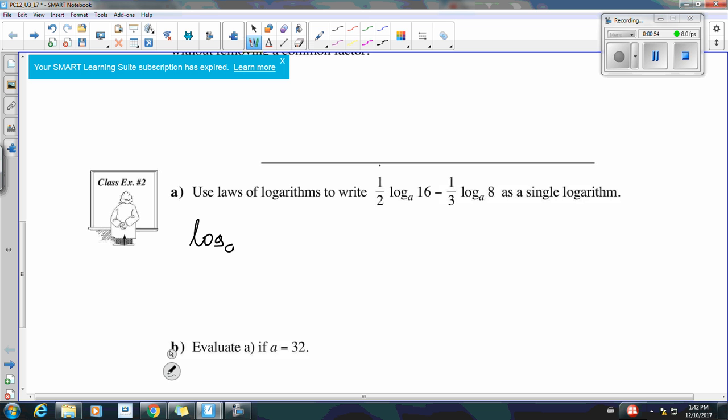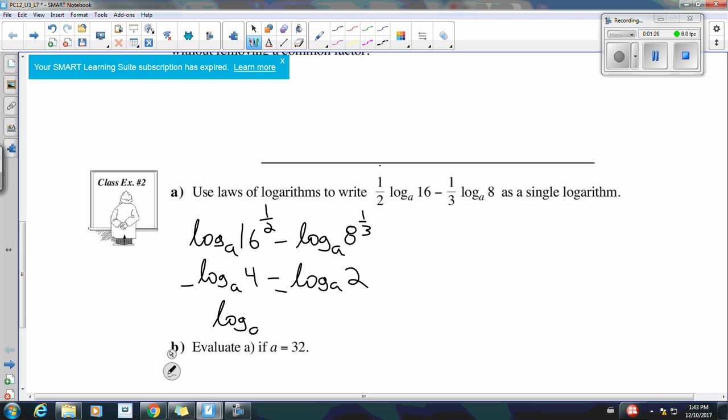So we can write this as log base a of 16, that 1/2 can become an exponent, minus log base a of 8, and now the 1/3 can become an exponent. Remember that an exponent of 1/2 really means the square root, so this is log base a of 4, minus an exponent of 1/3, which is really a cube root, so this is log base a of 2. Now we're ready to write this as one logarithm because there's no numbers out front anymore. So this becomes log base a of 4 over 2, which is log base a of 2.